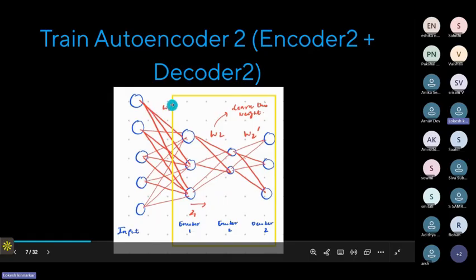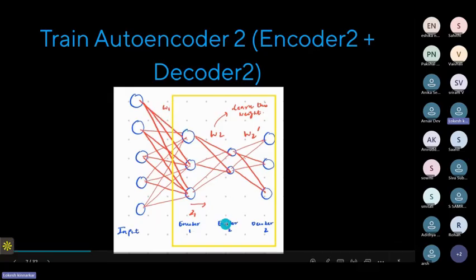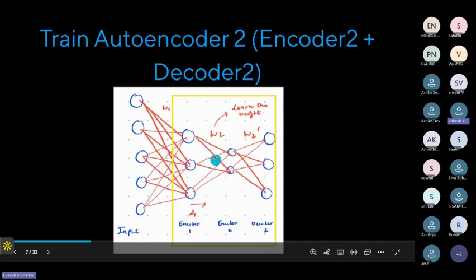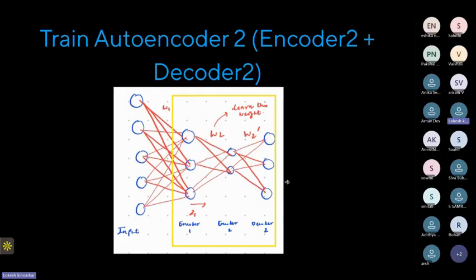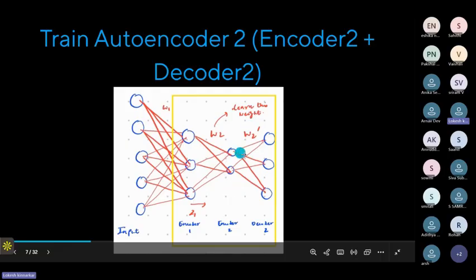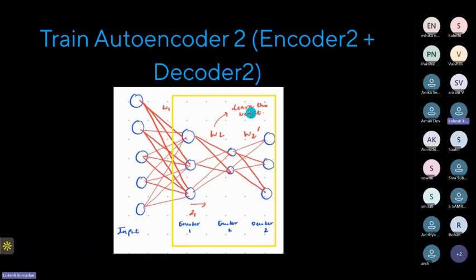We have already learned the weights W1. Now we will consider the second encoder and take the corresponding decoder. Through backpropagation, we minimize the loss between Z1, which is the output of encoder 1, and X hat, which is produced as the reconstruction vector. In this process, the weights W2 will be learned, and similarly you will store this W2 dash for future reference.